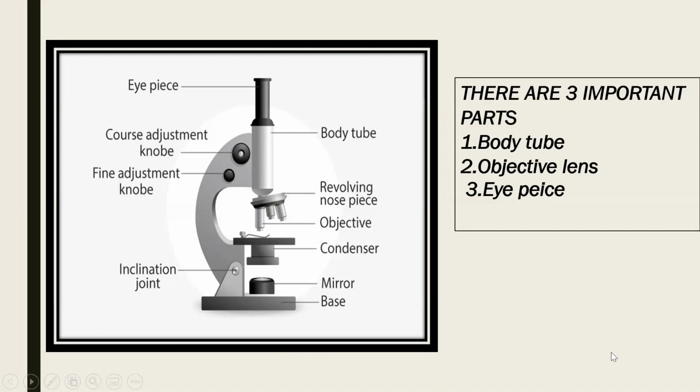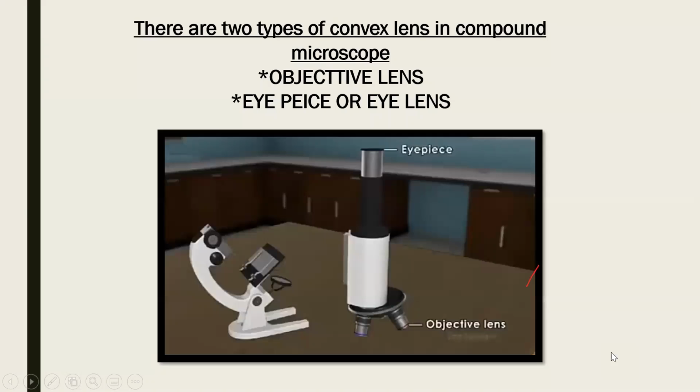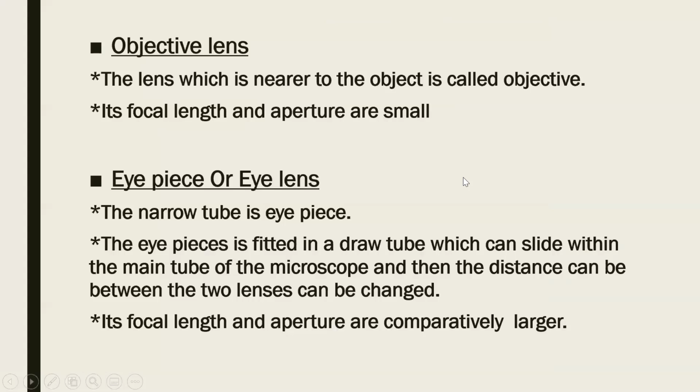Next, you can see these two are very important. These are two types of convex lens in a compound microscope: the objective lens and the eyepiece. Next, the objective lens, which is nearer to the object, is called the objective. Its focal length and aperture are small. In the eyepiece, the narrow tube is the eyepiece.